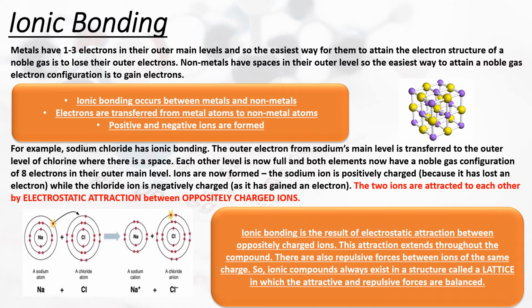And the reason why ionic bonding occurs is because these two ions are attracted to each other by electrostatic attraction between the oppositely charged ions, the positive and the negative charges attracting each other. And so we can say that ionic bonding is the result of electrostatic attraction between oppositely charged ions. And this attraction isn't just between one sodium cation and one chloride anion, but extends throughout the compound. And so these ionic compounds exist in a structure that we call a lattice.